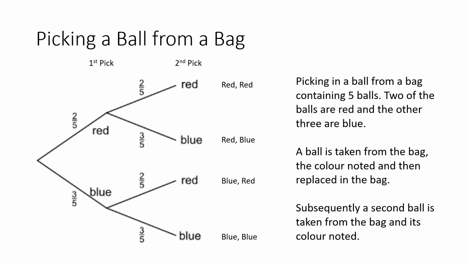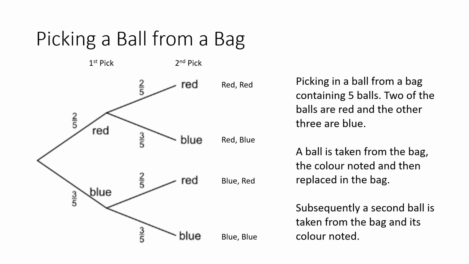Now, because I've got the ball back in, and I take another ball, the probabilities of getting red and blue remain the same. So if I got a red first, I would draw 2 branches coming off from where I've written red, and at the end of those I would write red or blue. And on the branch which is going to the red, I would write 2/5 because I've got 2/5 chance of getting a red. And on the blue branch I would write 3/5 because I've got 3/5 of getting a blue.